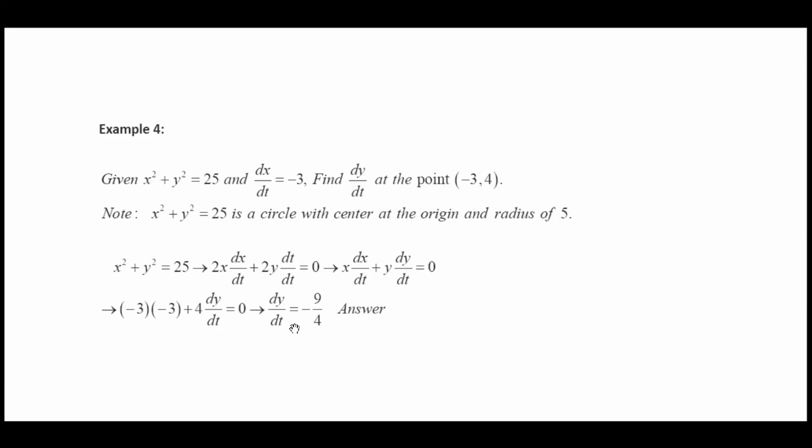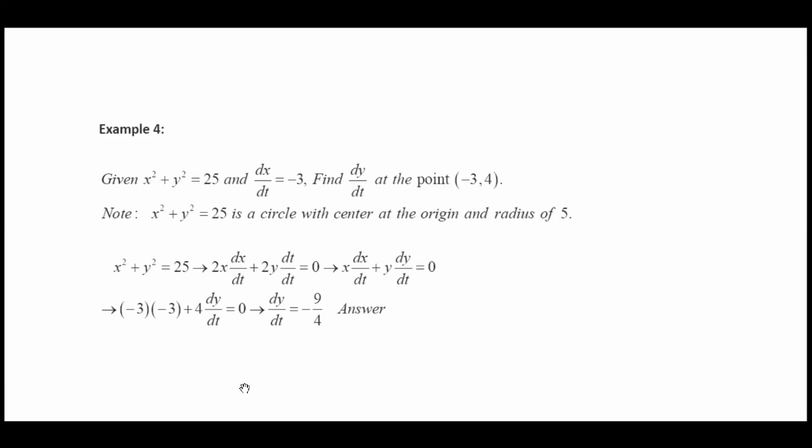Now let's put in what we know. We know x is -3. So for x, we're going to put in -3. And then for dx/dt, we're going to put -3. And for y, we're going to put in 4. And then we have dy/dt, which is what we want. And then we solve for dy/dt, and we get dy/dt is -9/4.